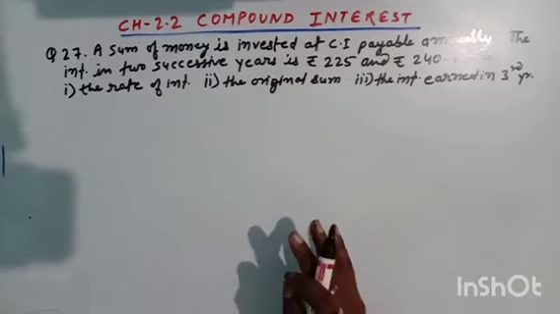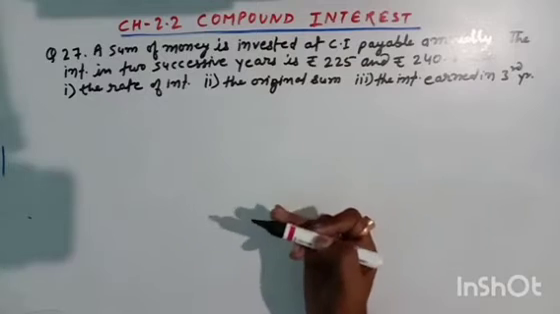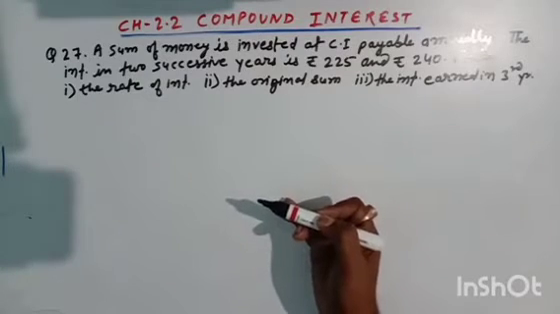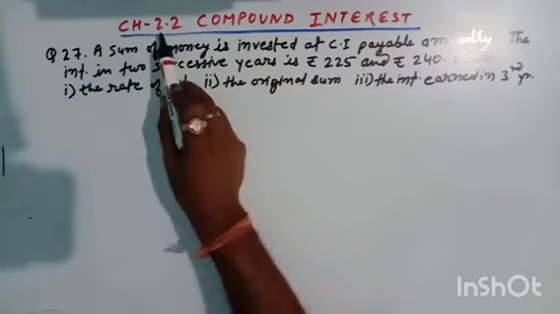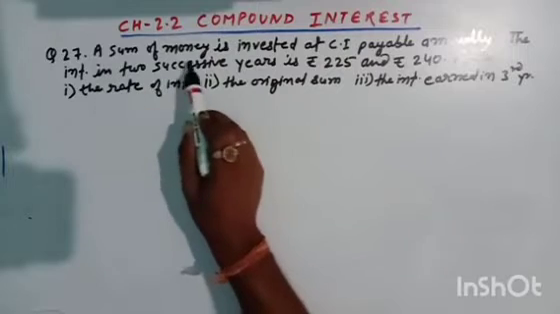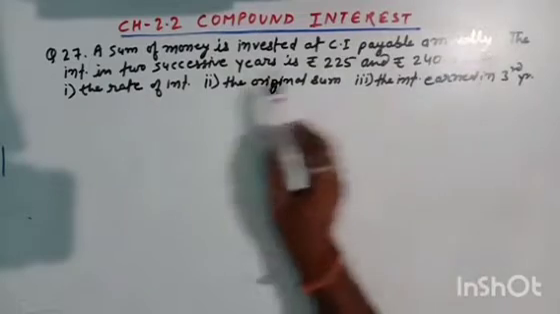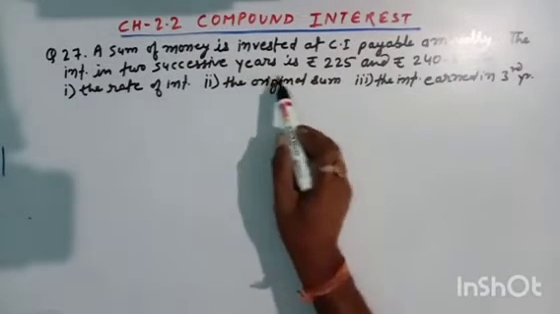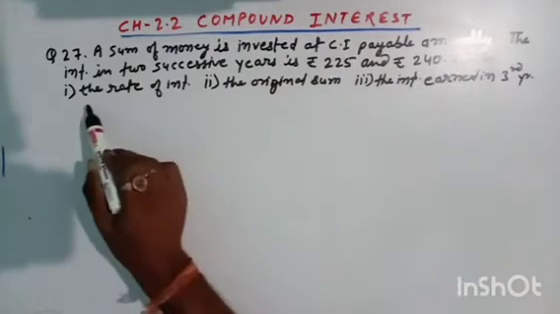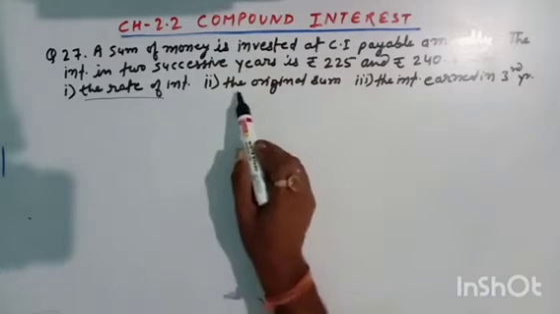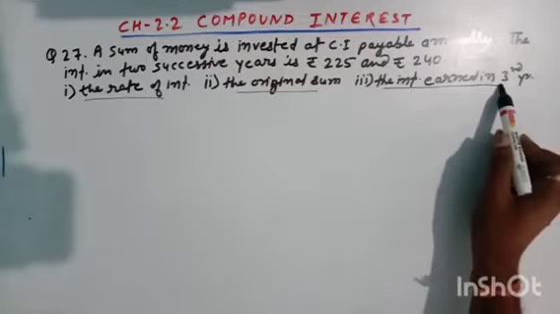Students, in the previous video, we have solved some questions from exercise number 2.2, and here again I am with another question of this chapter, question number 27 of your book, exercise 2.2. The question is: a sum of money is invested at compound interest payable annually. The interest in two successive years is 225 and 240. Find first, the rate of interest; second, the original sum, that means principal; and third, the interest earned in the third year. So we need to find three things.